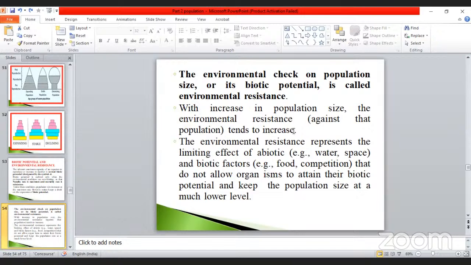Already on our board, I told you, suppose you have 5 persons in a family. After 10 years, the family members increase, so you have to give food, shelter and all the facilities, isn't it? So it also increases. Likewise, the environmental resistance also acts against the population. Resistance means they will not allow it: with the increase in population size, the environmental resistance against that population tends to increase. So you have to increase the food as well as all the facilities, in education, medicine, and shelter. The environmental resistance represents the limiting effect of abiotic factors, water, space, and biotic factors.